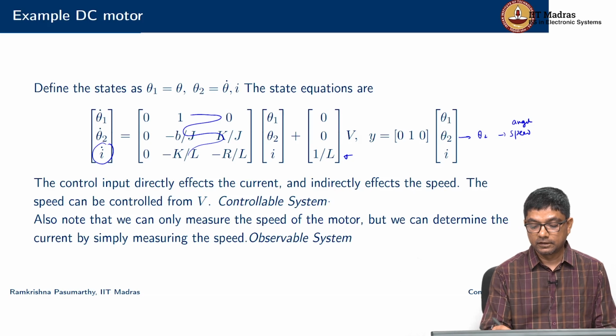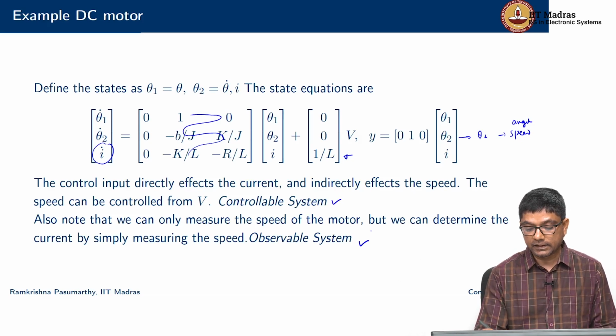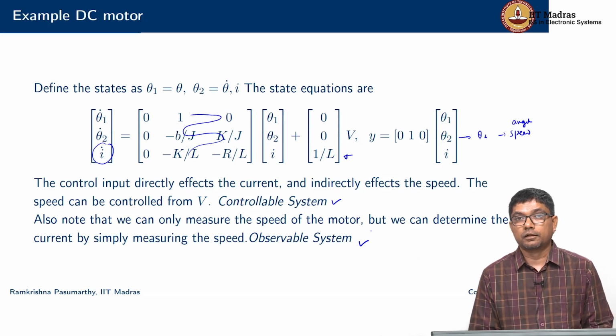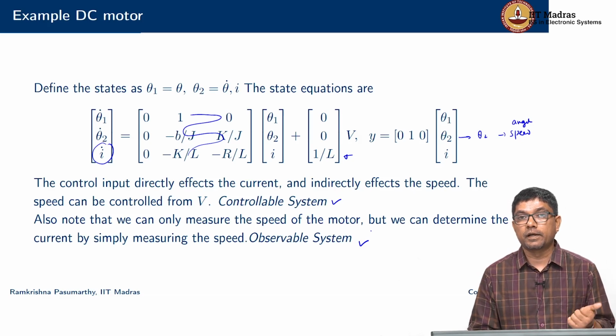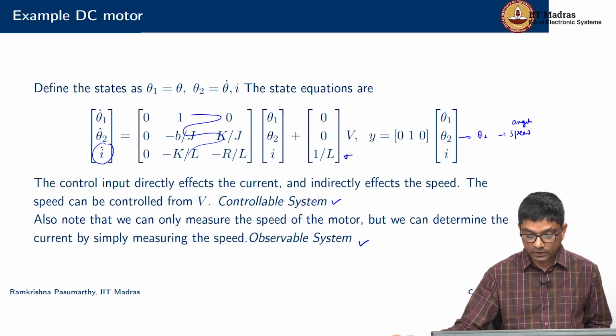In the first case, where we were controlling the speed, we called it a controllable system. In the second case, where we are measuring all the state variables by only measuring one output, where we are estimating all the other state variables with only one measurement, it is called an observable system. Okay, why is this important?